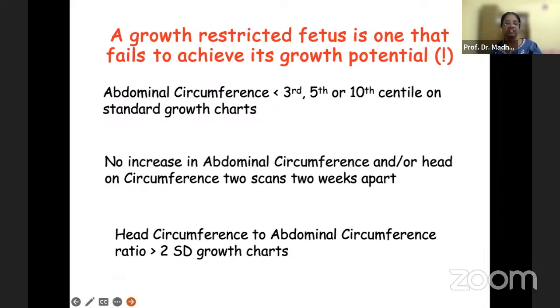Now, what happens to this growth restricted fetus? It is one that fails to achieve its growth potential. Sometimes people take the definition as less than third or fifth percentile, but generally what we do is we take it at less than 10th percentile of the standard growth. Now, in these babies there's no increase in the AC, abdominal circumference, and or head circumference, in 2 scans 2 weeks apart.